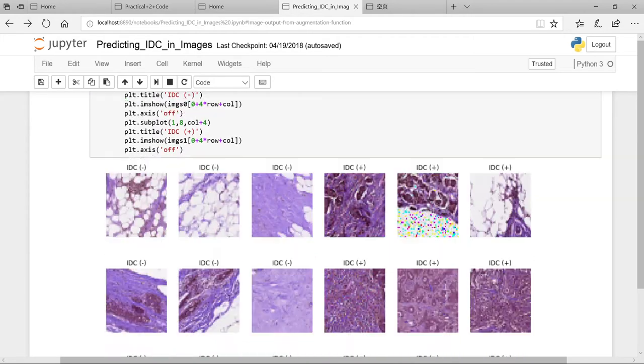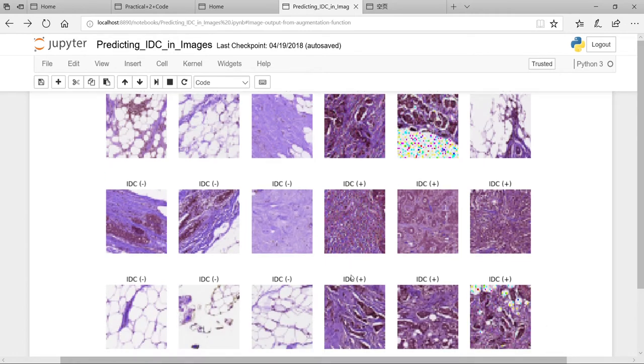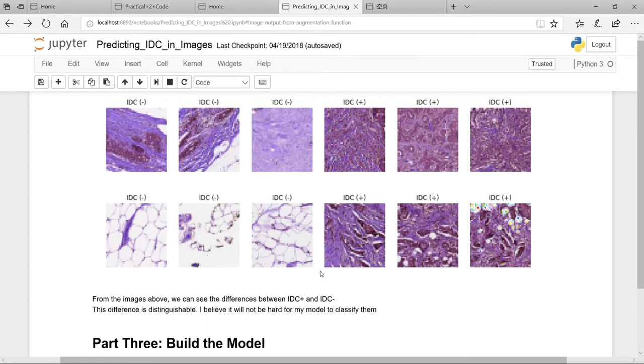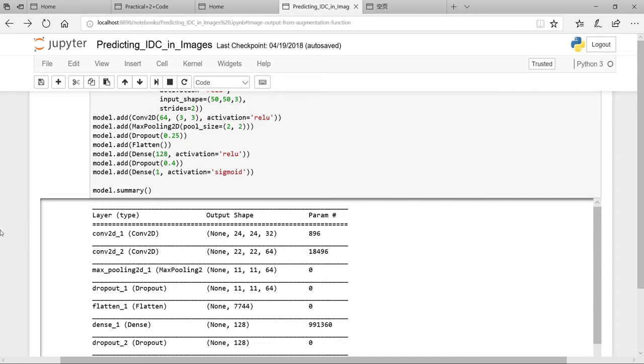After that, I plot some images for both IDC negative and IDC positive samples. You can see that the difference between them is very distinguishable. I bet it will not be hard for our model to classify them. I build our model here.